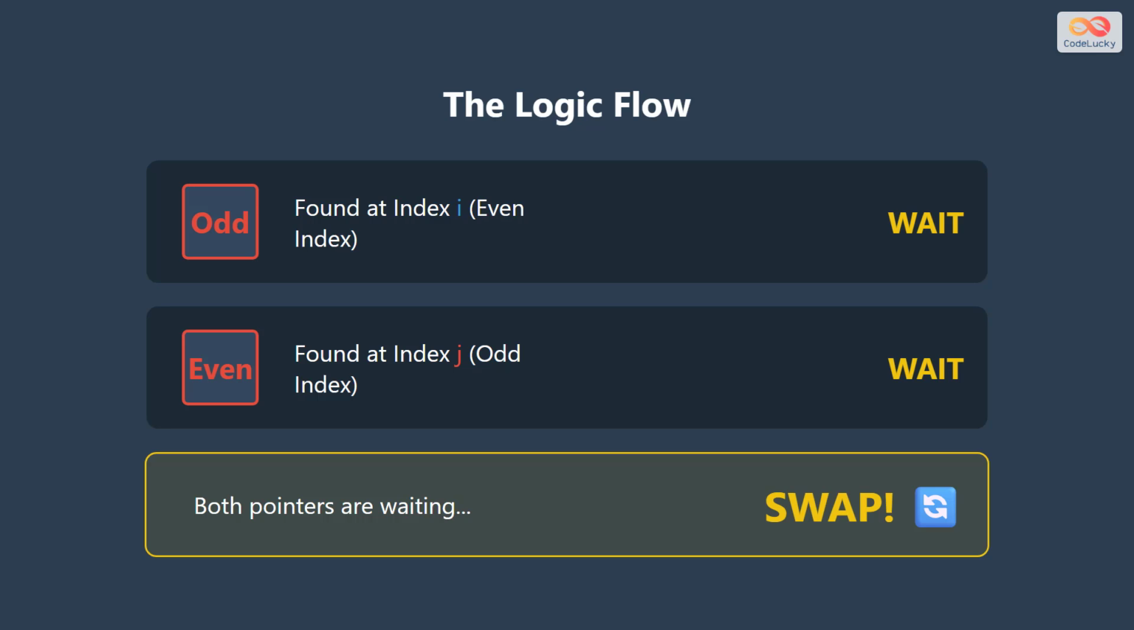Here is the logic. If pointer i finds an odd number at an even index, it pauses. It waits for pointer j to find an even number at an odd index. When both pointers have found a misplaced number, we simply swap them. This fixes the issue for both positions instantly.